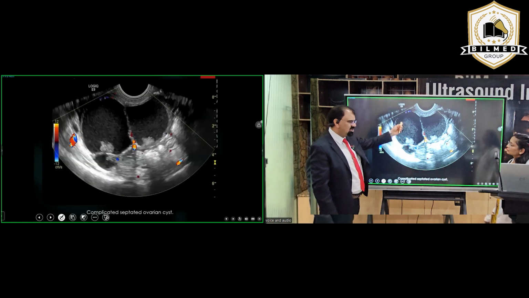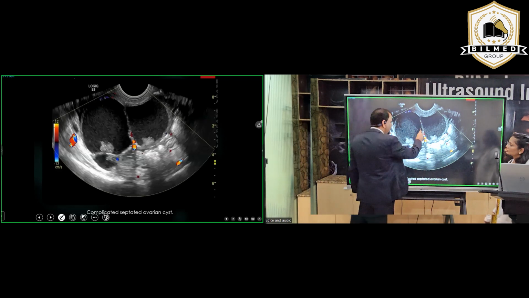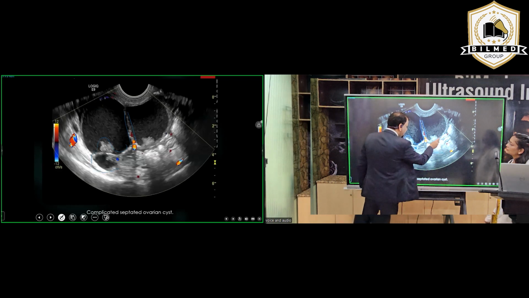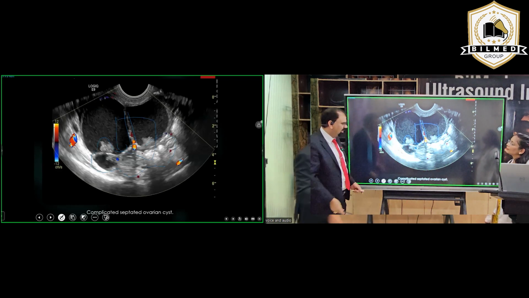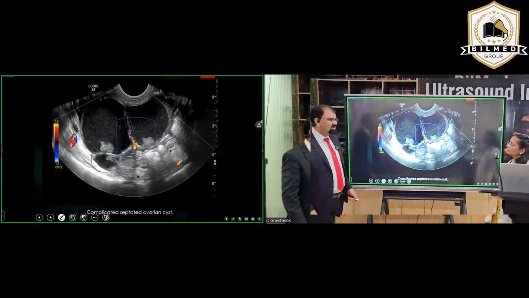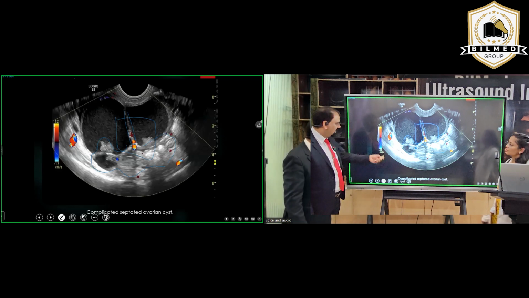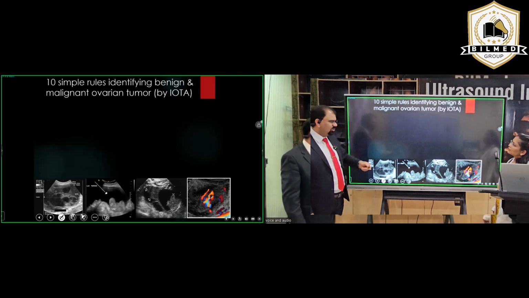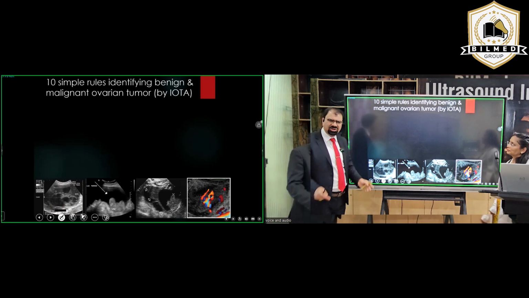Now this is the cyst over here. In this cyst we are having some septations, we are having a solid mass over here, and on putting color we are having some vasculature over there. This we call a complex ovarian cyst. Now we are giving you these rules. So guys, this is very, very important. This is very important for each and every gynecologist.